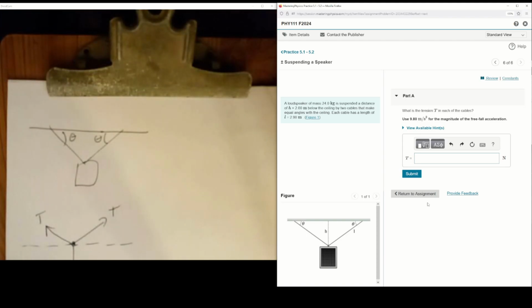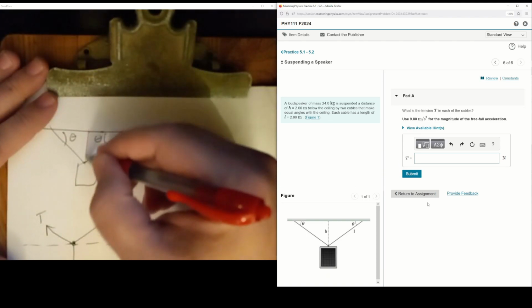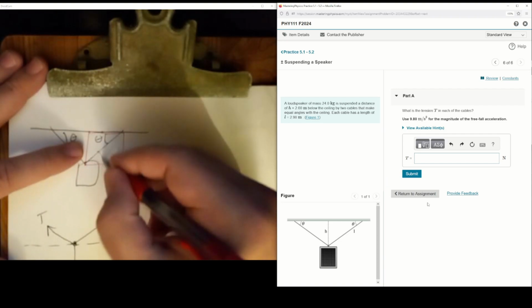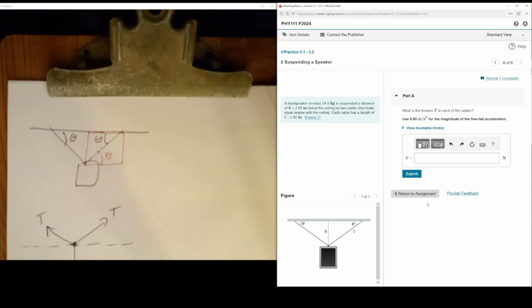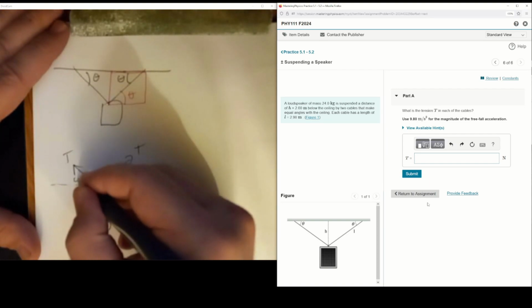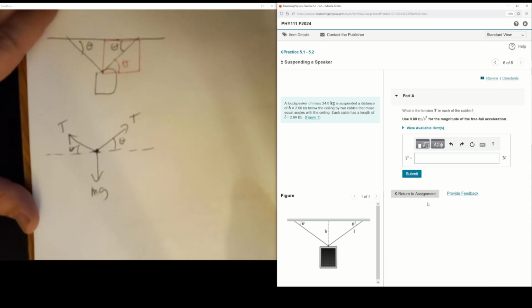We do need to get these angles in. So let me just draw this again. This right triangle makes a rectangle. That angle here is that angle there. So that's trig stuff, which means this is where the angle is on our free body diagram.